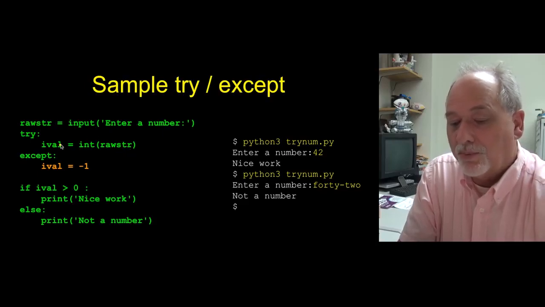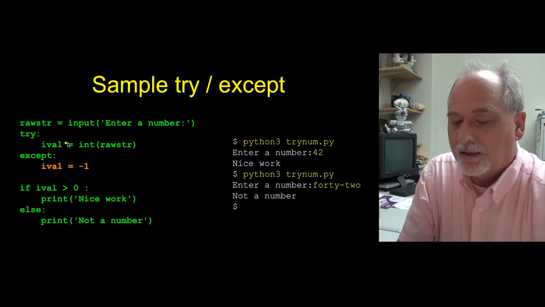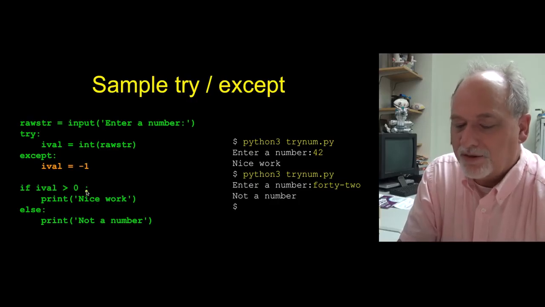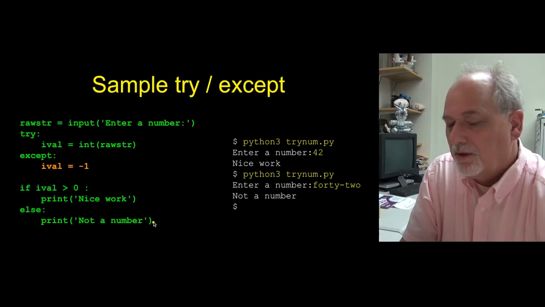So our program starts by asking the user to enter a number, and we know that this could be dangerous. So we're going to put the conversion from string to integer in a try block, and we're going to set -1 if that's a failure. And then if it's greater than 0, we'll say nice work, and if it's less than 0, well, not a number.